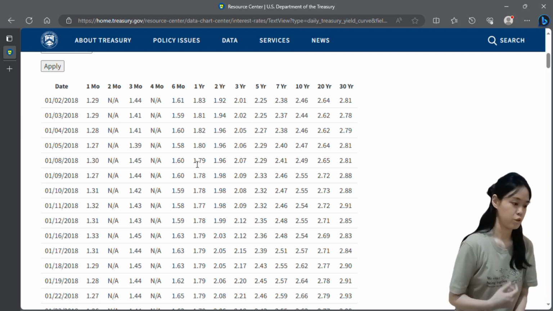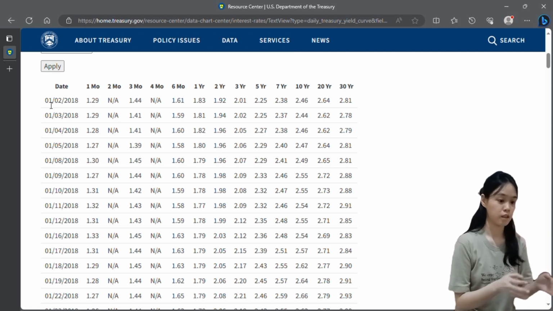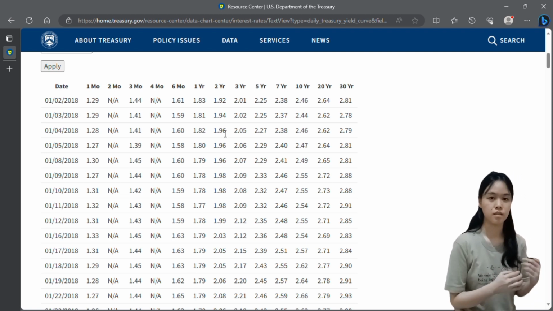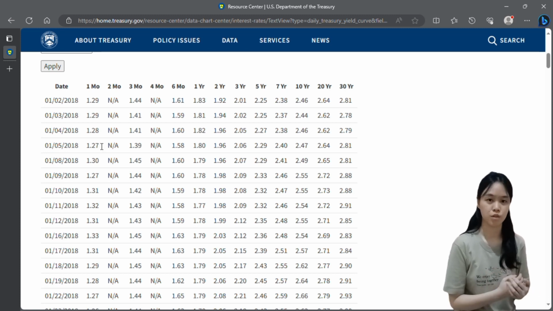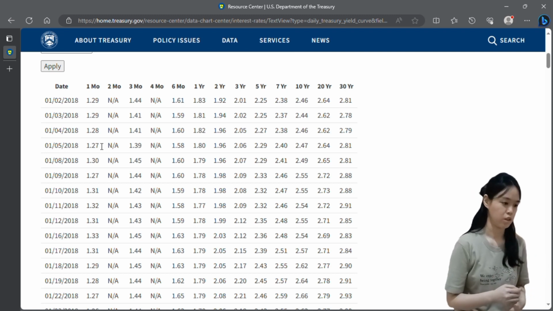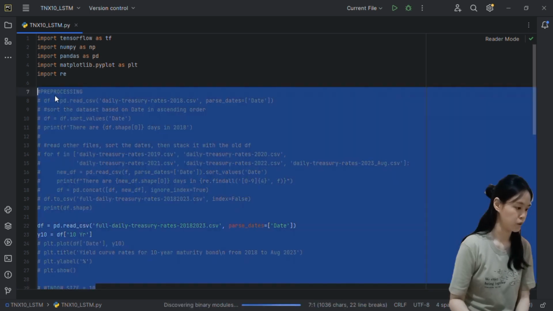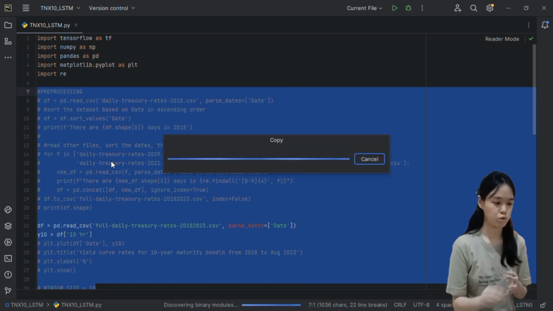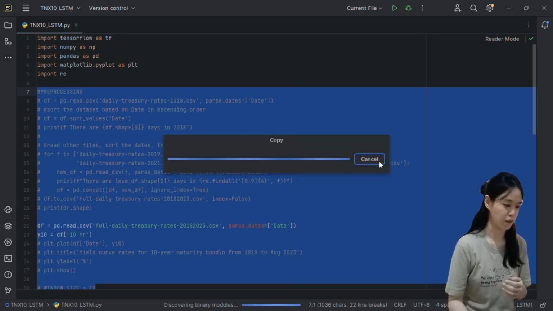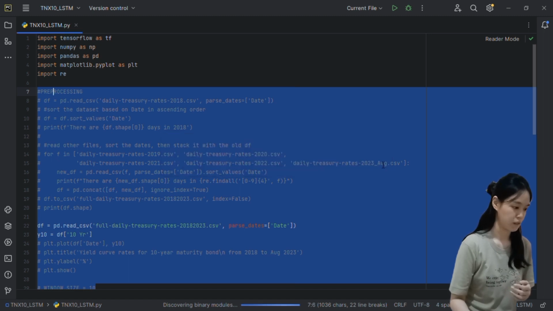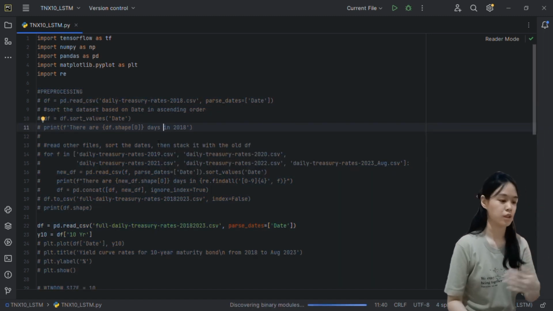If you look at the data set on this website, you would see that it is sorted in ascending order, so that the oldest data is at the top row. But you can try downloading and see for yourself that the downloaded dataset is sorted in descending order. So that's why in this pre-processing code, we would have to sort it again. Sorry, I didn't mean to copy it. So we would need to sort it again.